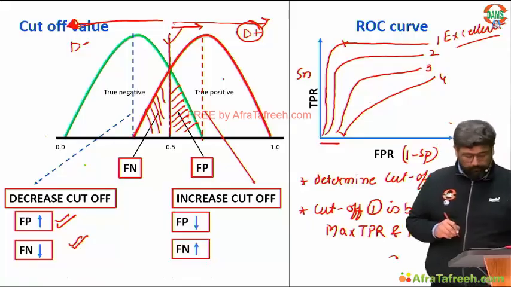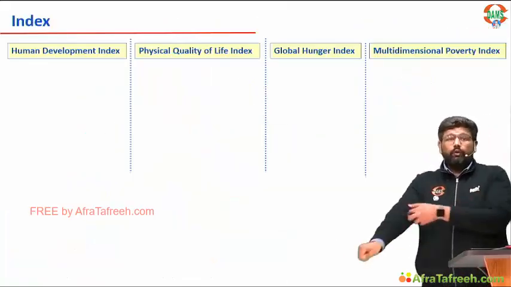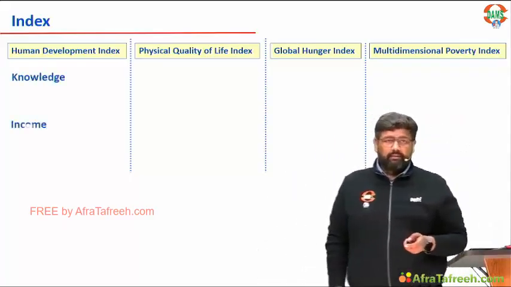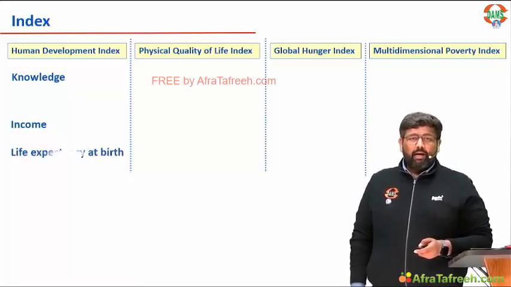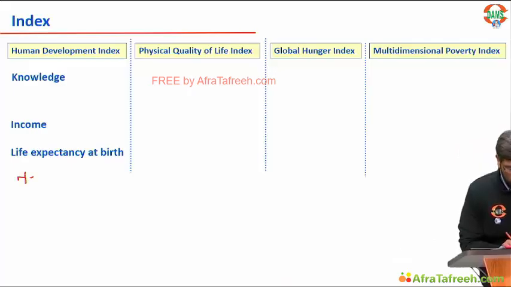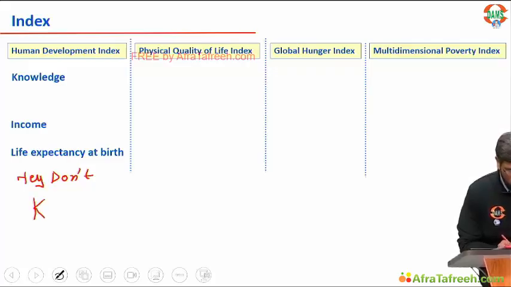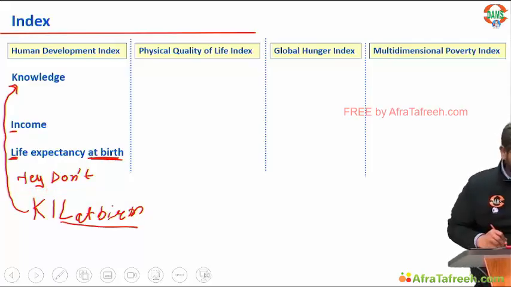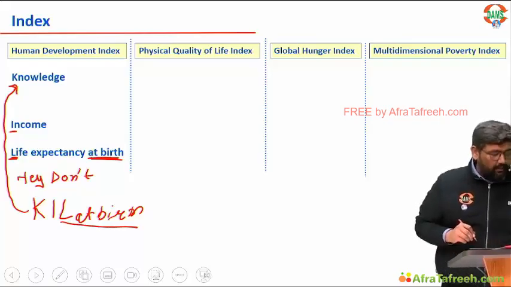Right? Now coming to index, Human Development Index. It contains 3 things: knowledge, income and life expectancy at birth. I have a mnemonic. The mnemonic is, hey, don't kill at birth. K stands for knowledge. I stands for income. Life expectancy at birth.